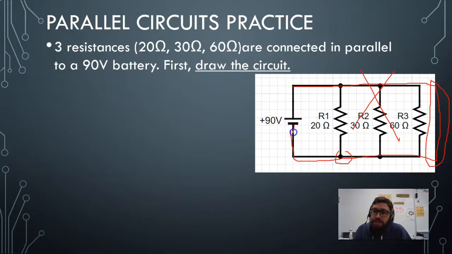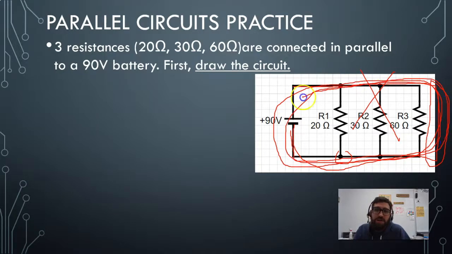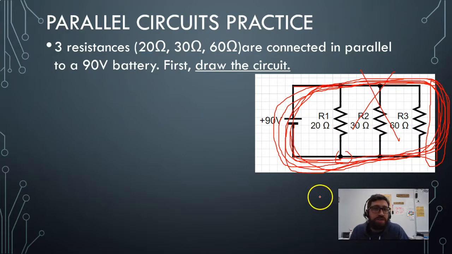So if we do this, these electrons are just going to be rolling around the outside of this circuit, and they're going to completely bypass all of our light bulbs, everything that's going on here. We don't want that to happen. So you do not draw a parallel circuit with a short circuit. Make sure that you're forcing the electrons to go through your resistors.